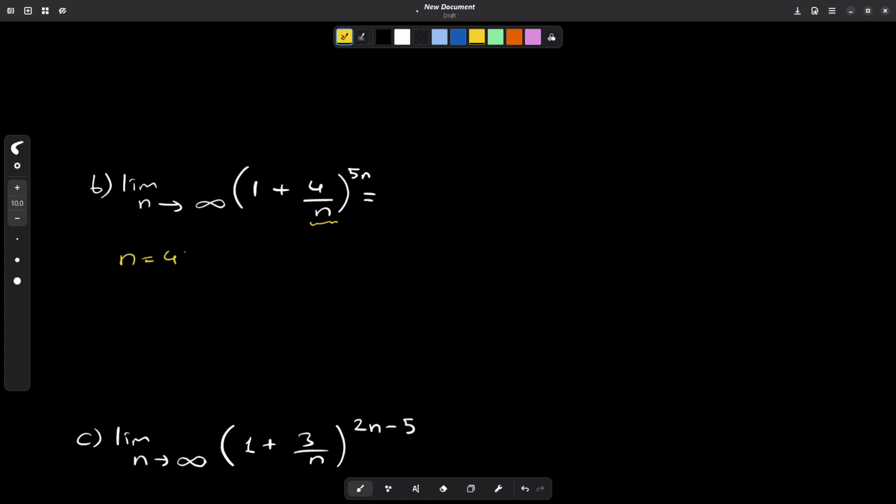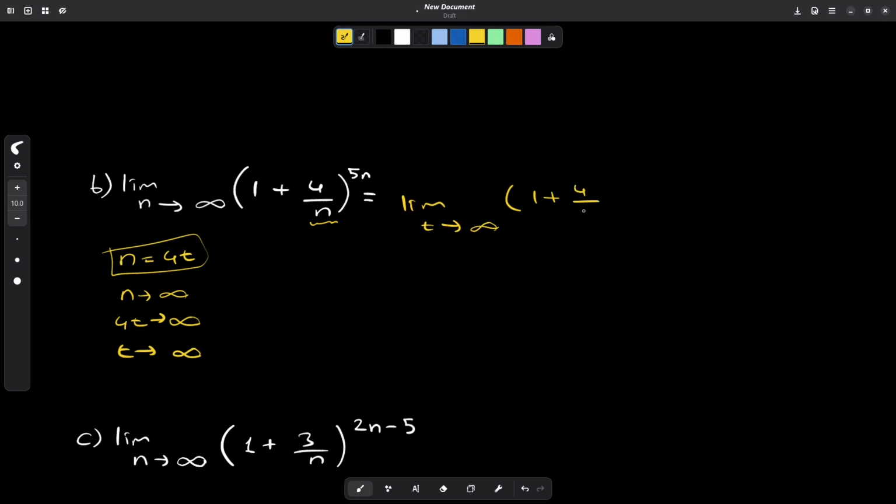I'm going to say n is equal to 4t. The reason I do this change is so these 4s will cancel out. I'm going to be working with t only. So as n approaches infinity, this tells me that 4t approaches infinity, and therefore I can say t approaches infinity. So I can write this as the limit of (1 + 4/(4t))^(5 times 4t), right?